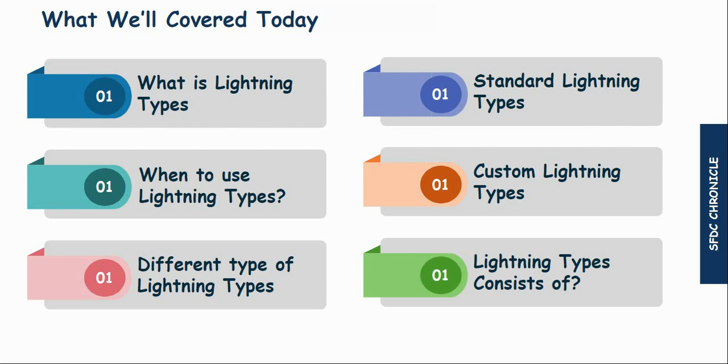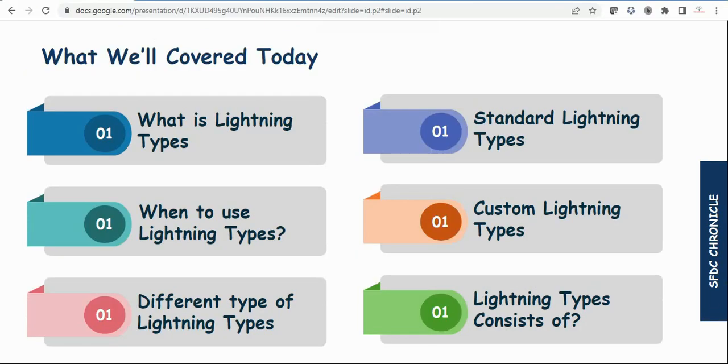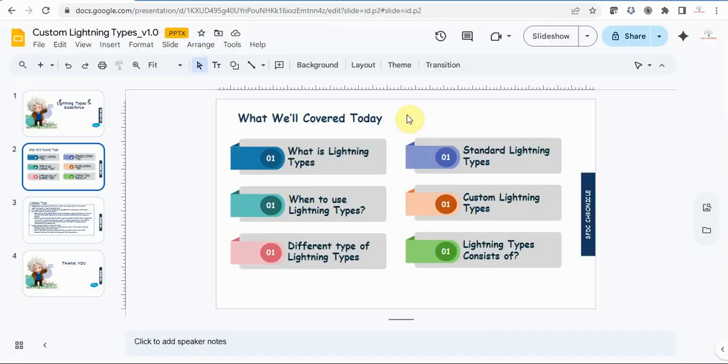Salesforce provides two types of lightning type: standard lightning type and custom lightning type. So what exactly is a standard lightning type? These are the lightning types Salesforce provides out of the box. They act as basic building blocks that you can use to structure more complex schemas.